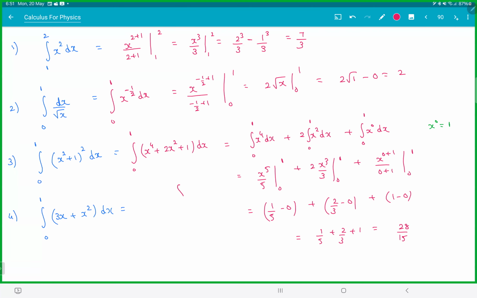So integral dx is x only. Keep that in mind. Basically, you can write it as 1 into dx, which is x power 0 into dx.